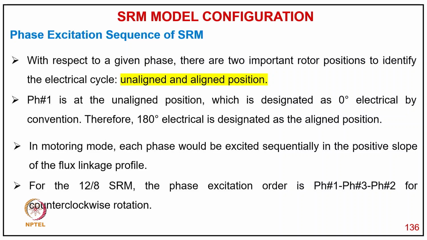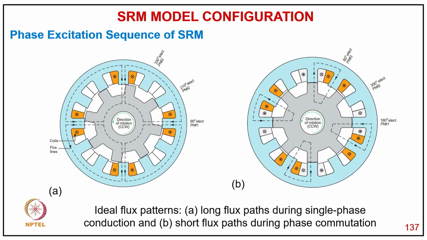So phase 1 is at the unaligned position, which is designated as 0 degree electrical by convention. Therefore, 180 degree electrical is the aligned position. In motoring mode, each phase will be excited sequentially in the positive slope of the flux linkage profile, or rising inductance zone. And for a 12 by 8 SRM, the phase excitation order is phase 1, 2, 3, 1, 3, 2 for counterclockwise operation. This is the typical phase excitation sequence for the ideal flux pattern.